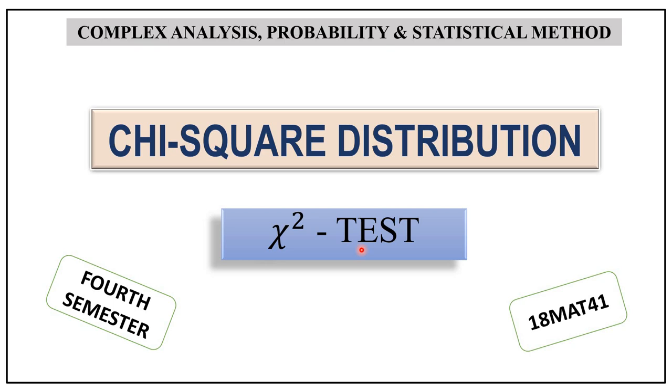Already I have given the formula for chi-square, so you know the formula. Chi-square is given by summation of observation minus expected value, the whole square, whole divided by expected value. Using that formula, we are going to solve the problems.